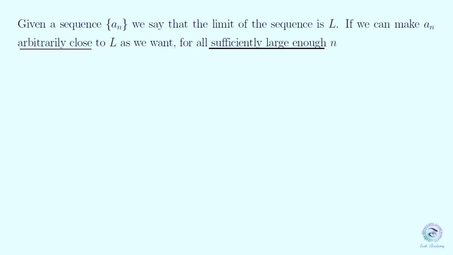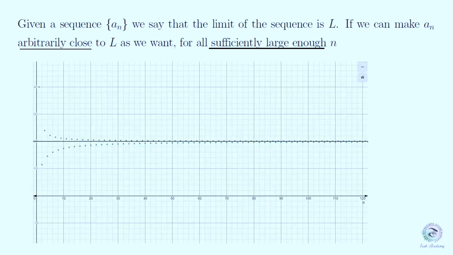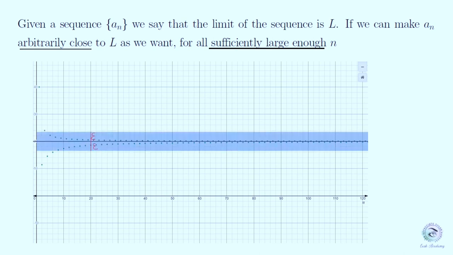Again, let's start by working on the concrete example, the sequence given by a_n. For sequence a_n, we conjectured that we can make a_n arbitrarily close to 20 as we want for all sufficiently large n. Let's examine this condition. We observed that by requiring a_n terms to be within a chosen distance, say epsilon units from 20, we enforce a degree of closeness on a_n terms. The epsilon controls the closeness: the smaller the epsilon, the closer a_n gets to 20. The a_n terms between the lines y equals 20 minus epsilon and y equals 20 plus epsilon lie within epsilon units from 20.